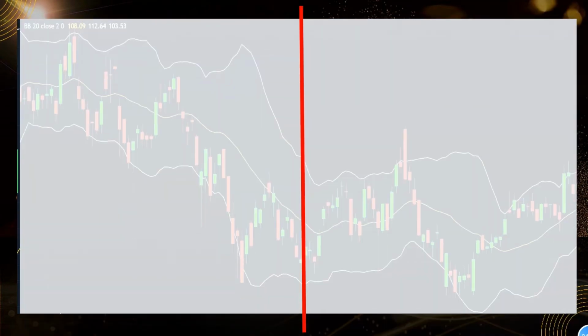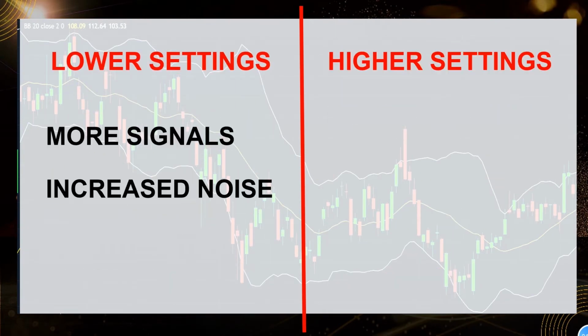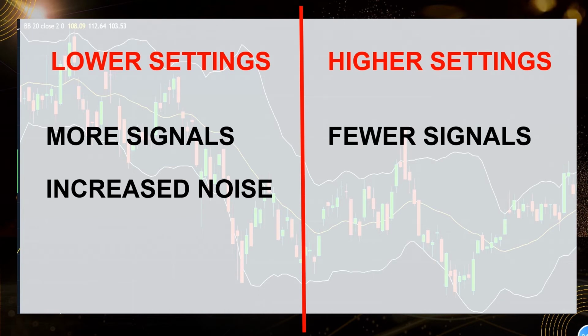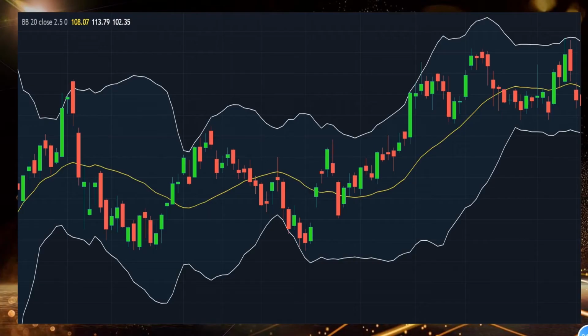So lower settings on Bollinger Bands will generate more trading signals, but will also increase the number of false signals, as the price movement will exit more often from the bands. On the other hand, a 2.5 standard deviation Bollinger Bands or even a 3 standard deviation will generate fewer but high probability signals. Now, I prefer to trade with the odds in my favor. How to trade Bollinger Bands?